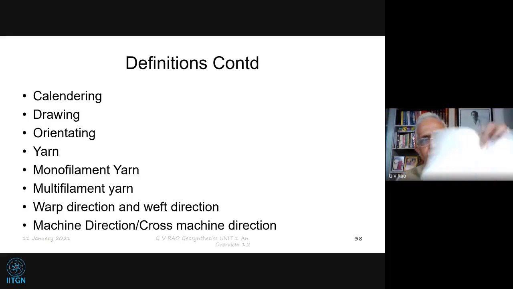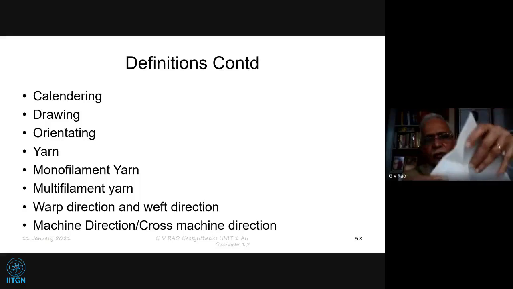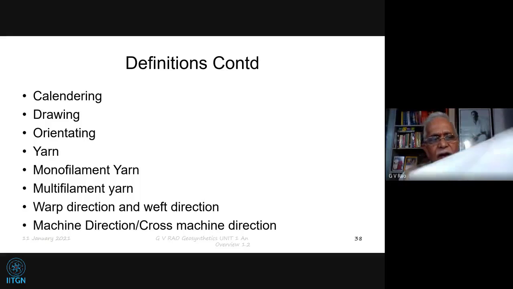For example, I have shown the sample to you, which is a non-woven geotextile. Elongation is very high and things like this. But on the other side, it looks rough actually. So what is happening now?